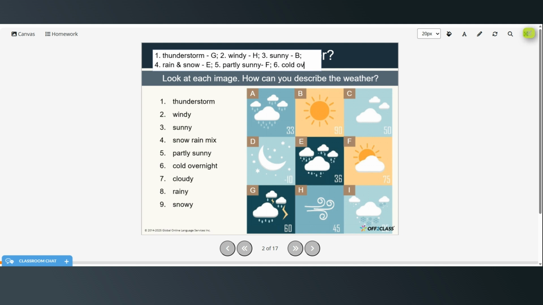Cold overnight. Let's see, I would say that is probably D. And number seven, cloudy would be letter C. Number eight, rainy, letter A. And snowy. Let's see, if I use letter I guess that's letter I.